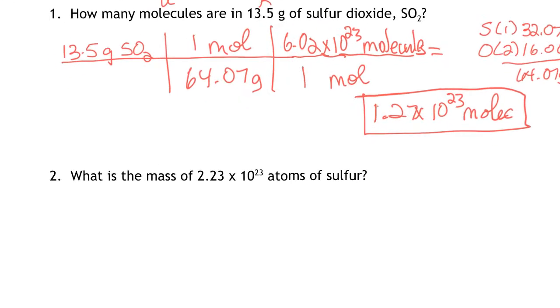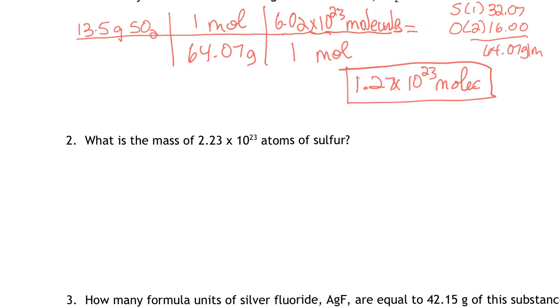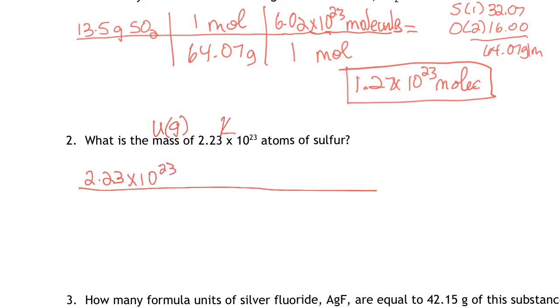I'm going to do one more and then turn you loose. Once again, I've got my known, my unknown. Now it says mass, so my unknown is going to be in the unit of grams. So I do my table, 2.23 times 10 to the 23rd atoms.